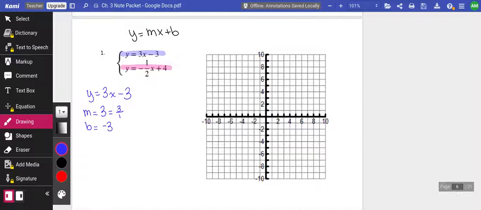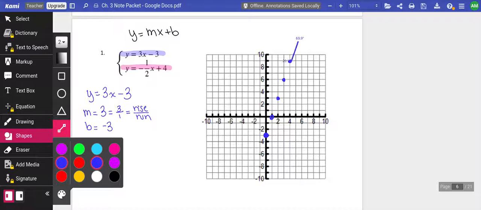So now I'm going to begin with my b on my y-axis at -3. And then I'm going to move with my rise over my run: up 3, right 1. Up 3, right 1. Up 3, right 1.